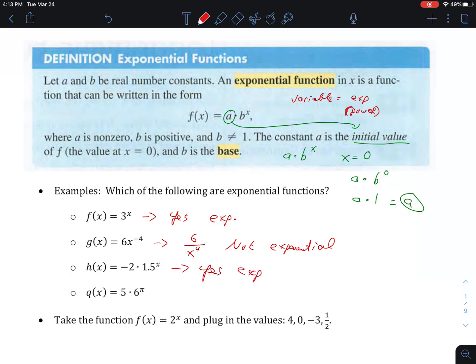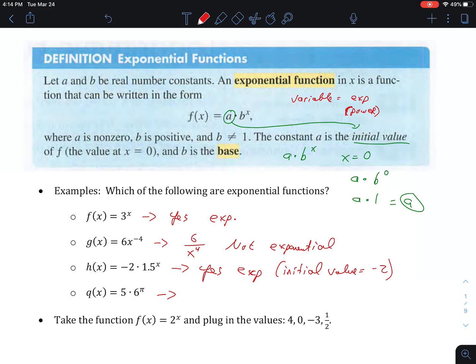This one, yes, exponential. It's in the form we see up here, negative 2 times b to the x, with b being 1.5, so 1.5 to the x. The initial value here is negative 2, because if I plug in 0 for x, that'll turn the 1.5 to the x into a 1, and my initial value is negative 2.